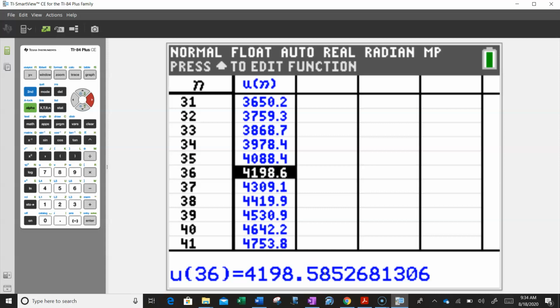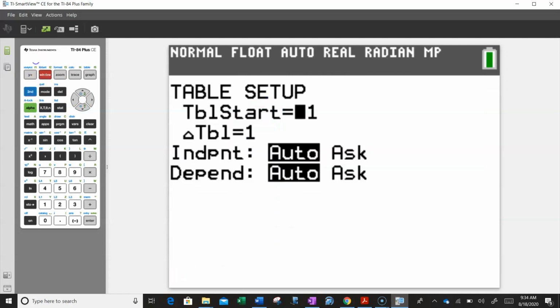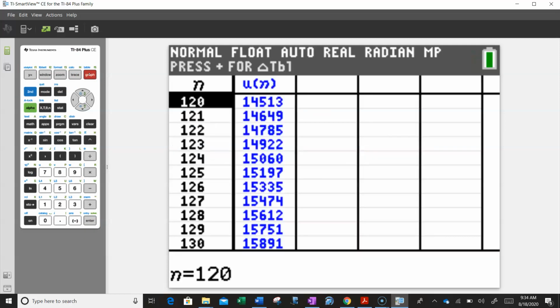So then the next question says, how much savings will Anna have in the account after 10 years? Again, we're not going to look for where n is 10 because it's done monthly. So if it's been 10 years, 10 times 12 is 120. That's 120 months. And I surely do not want to scroll all day long, so I'm going to click back into my table settings, go to second window, start this at 120 and press enter. And then I'm going to go back to the table.